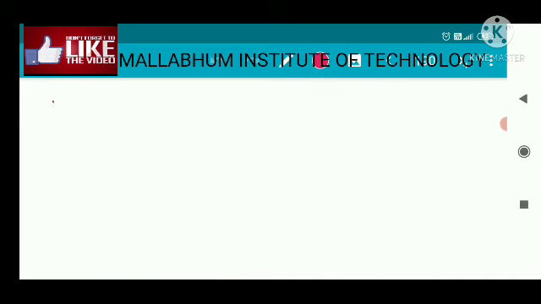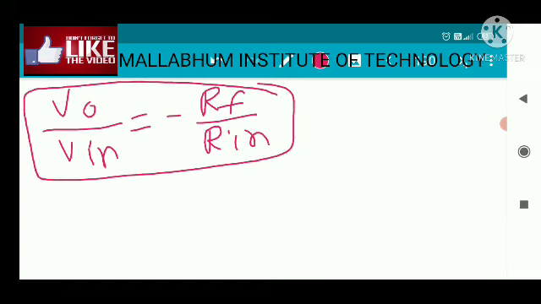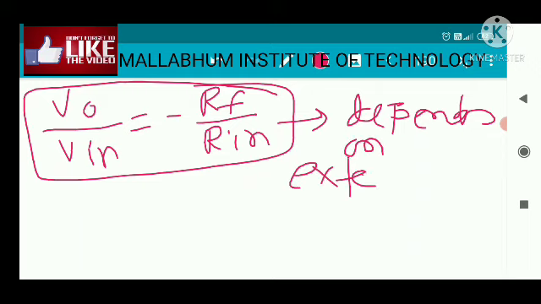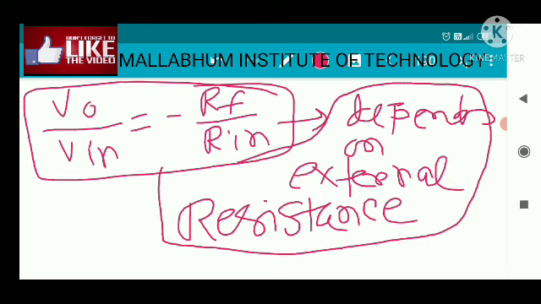Okay, so simplifying this equation, V0 divided by V in equals minus RF divided by R in. So this depends on the external resistance, not on the internal circuitry. Gain depends on external resistance. So this is the process by which we can apply the virtual ground concept to calculate the gain of the operational amplifier in detail.